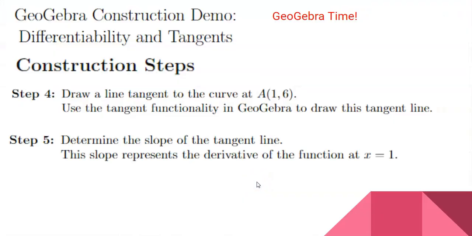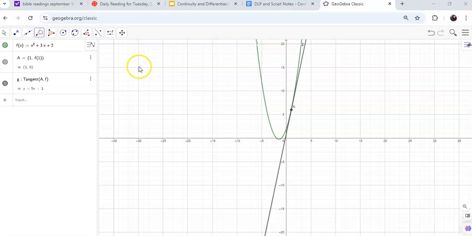Step number 5, determine the slope of the tangent line. This slope represents the derivative of the function at x is equal to 1. Click here, and then slope, and then click on the tangent line. So the slope is 5. M is equal to 5. The output after executing the slope functionality is M is equal to 5.